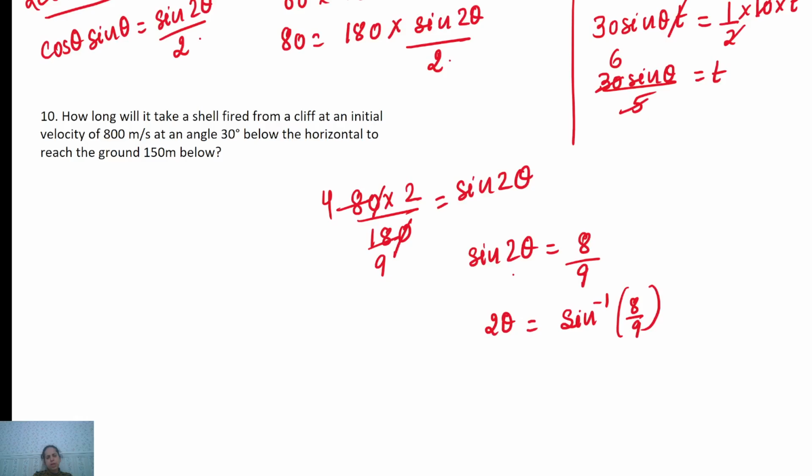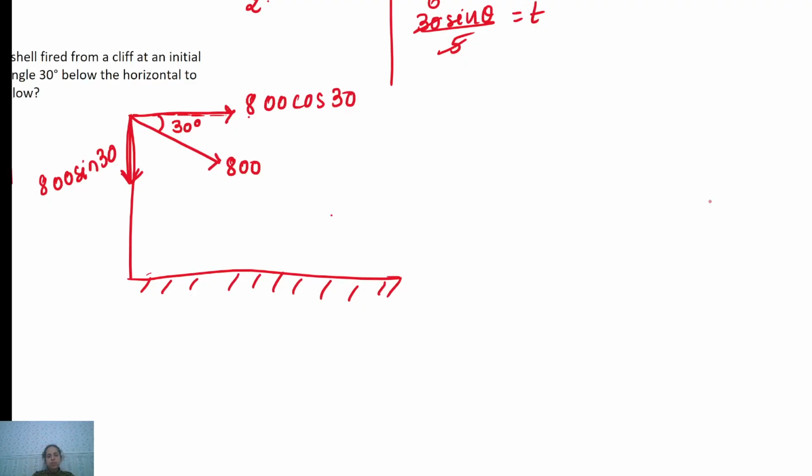Now, the level ground, which is 150 meters below, how long does it take? So which direction should I use? Should I use X or Y? So in which direction do I know most of the things? Okay. I do know the velocity in the X direction, but I don't know the distance in the X direction. So kind of X, no X.